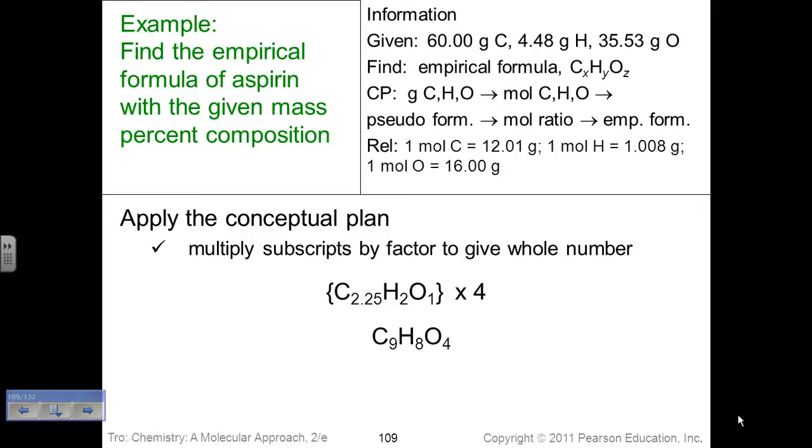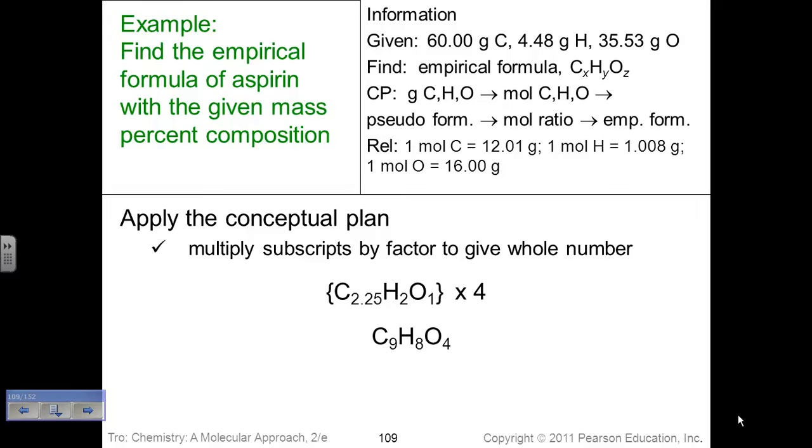And friends, the beautiful thing about this, I can double check my work. If I take each element and just take part over whole, the weight of 9 carbons out of the weight of a whole aspirin, I believe is 180 if I calculated that, part over whole, I'm going to find it to be 60% by mass of carbon. 8 hydrogens, 8 over 180 is going to give me 4.48% hydrogen. So there is a way to check this to make sure your subscripts do indeed match the given percent by mass composition.